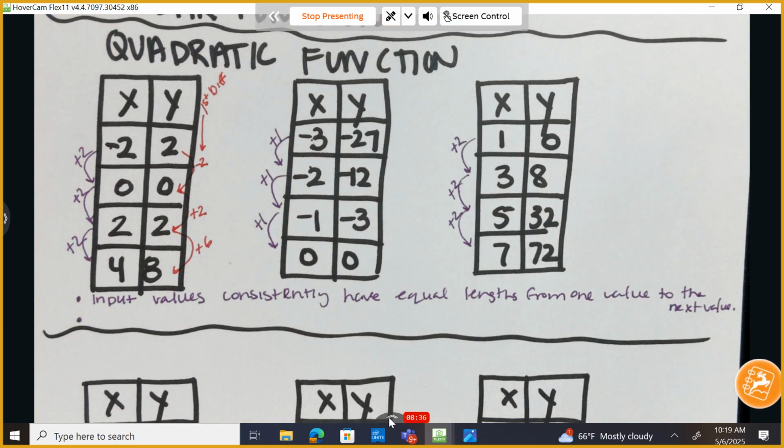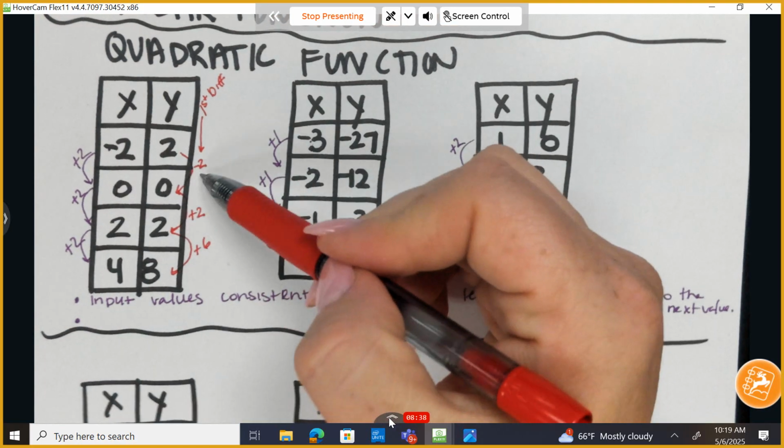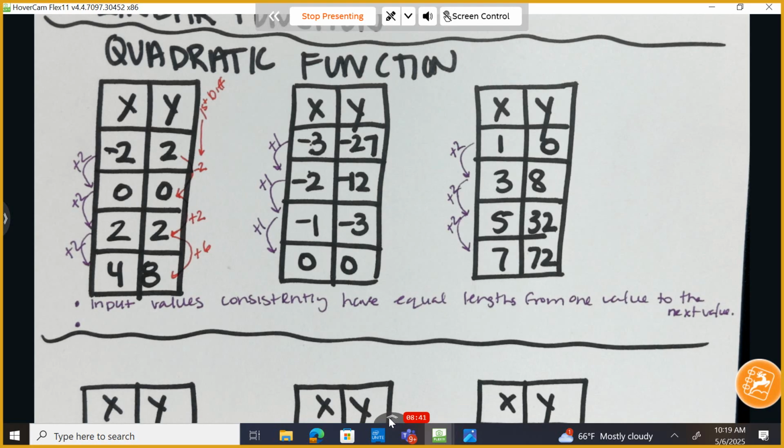difference. And I can see the first difference is not the same. How do I know that? -2, 2, and 6 are not all the same number. So what I cannot say, I will not write, is that the outputs consistently have an equivalent first difference.